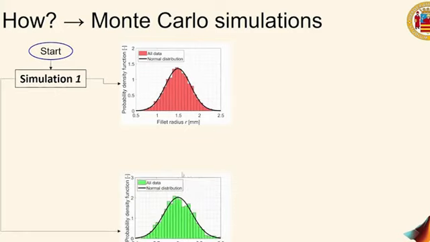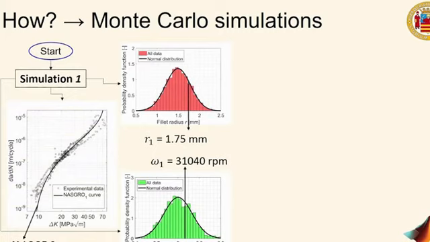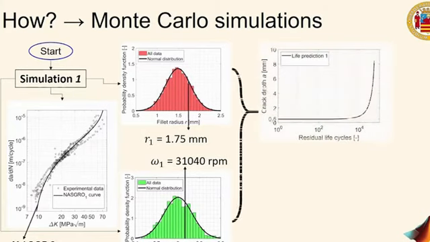Then we assume a rotational speed according to this second probability distribution function. Again, we are assuming that the rotational speed of the engine is 30,000 RPM and could have a plus or minus 15 to 20% variation according to literature data. Then we extract two data for each simulation. Then we derive a NASGRO curve that fits the experimental data, one new NASGRO curve for each simulation. Starting from these three data, we derive a life distribution deterministically. So this is one Monte Carlo simulation.